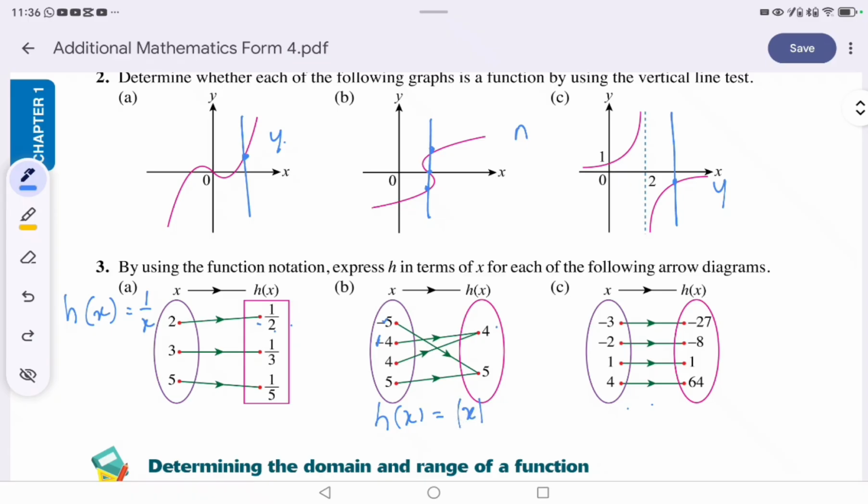Now C. So h of x equals x to the power of 3. This one, 3 to the power of 3 gets how much? 3 times 3 times 3. 3 times 3 is 9, 9 times 3 is 27, right? So 27. So this one, 2 to the power of 3 also. So consider x to the power of 3. So this is the answer.